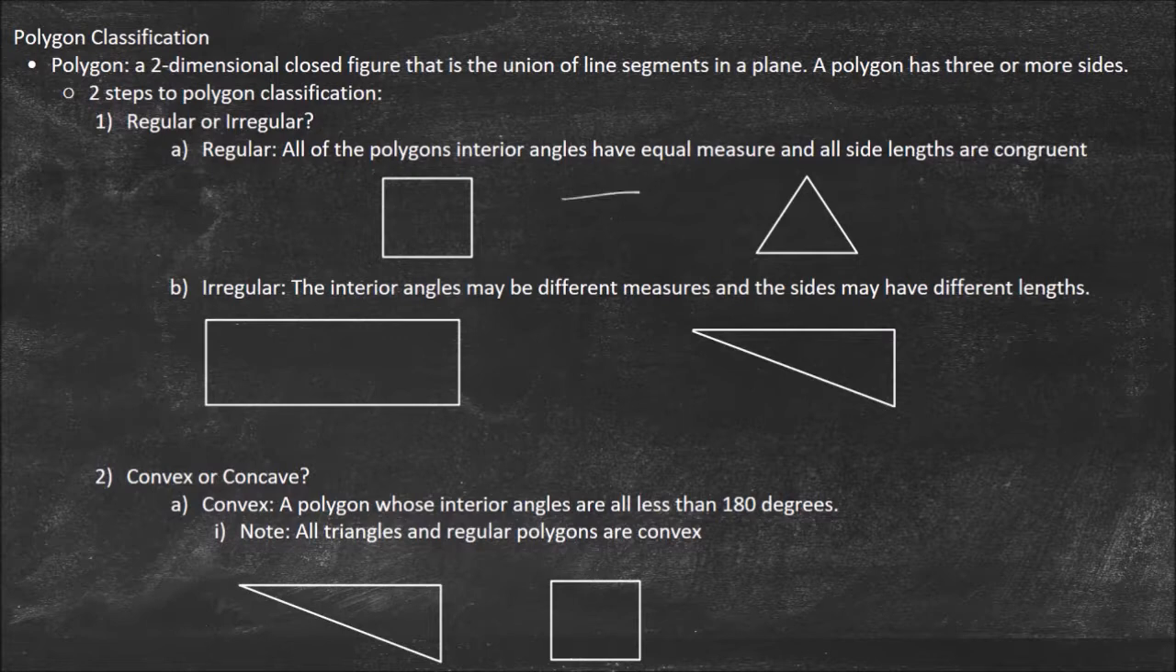If I have a line segment here, a line segment here, they have to be joined because it says the union of line segments. So maybe one here and maybe one here, and let's pretend this line is a little bit better like this, and they're all in one plane. That's kind of the outer sheet, if you will, and it has three or more sides. So this shape I drew, that's a polygon based on our definition.